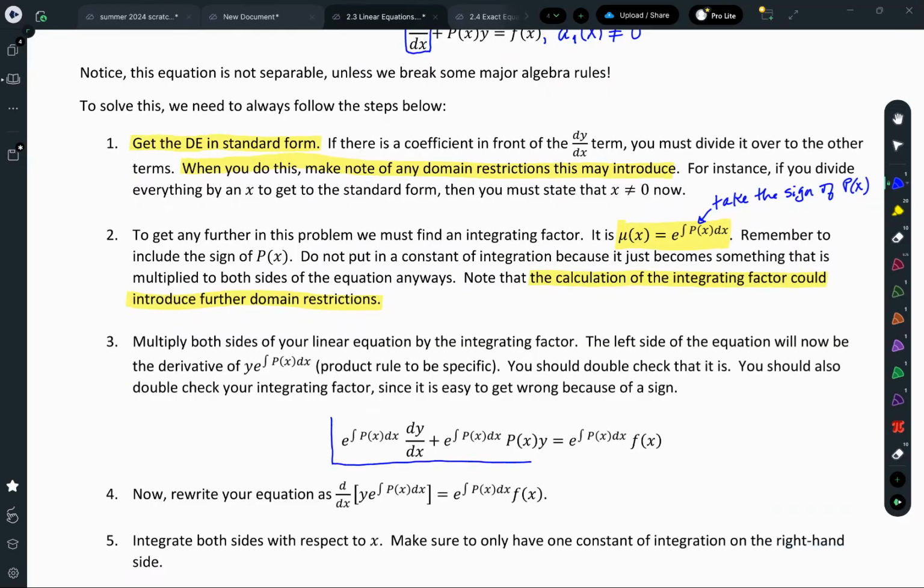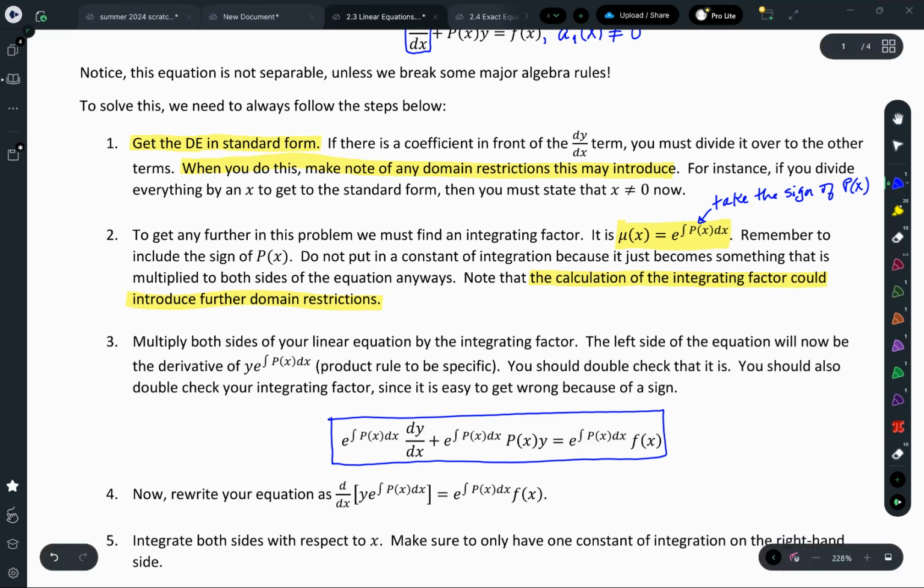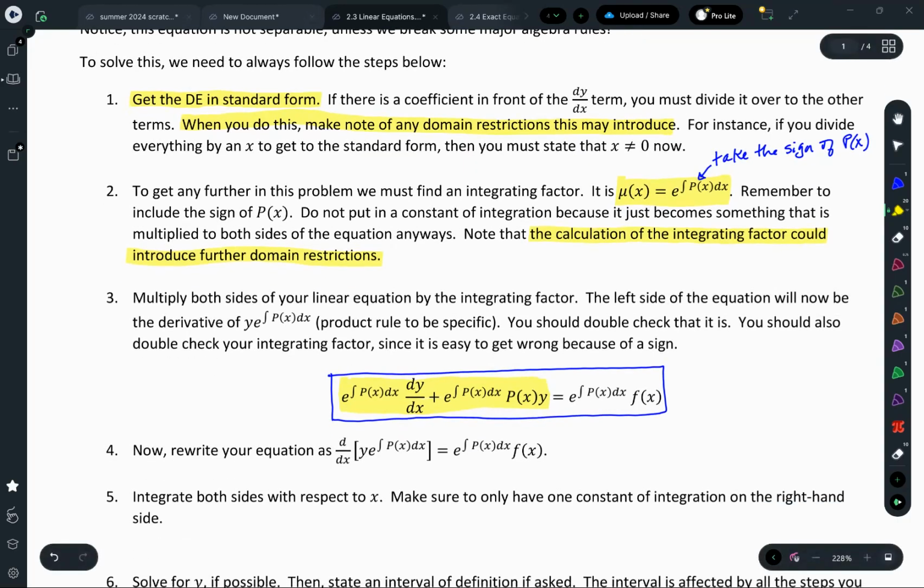That's what this step looks like right here. Now, of course, e to the integral of p of x dx will be some function or possibly just a number. And we're going to multiply it by every single term. And what ends up happening is that the left-hand side is actually going to be the result of having applied a derivative to a product. And that product is y times e to the integral of p of x dx. And we'll see this with some specific examples.